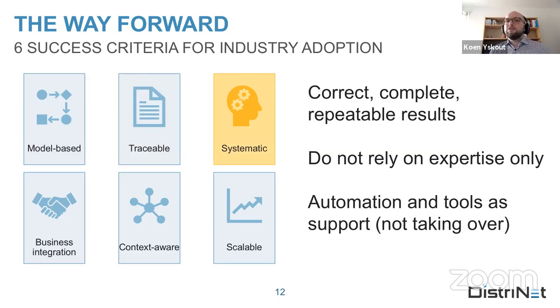Related to that is that the process should be systematic. So you want correct, complete, and repeatable results, which do not just rely on the particular expert that you were able to drag in. If you repeat the exercise, you want some guarantees that you will get at least a similar outcome, maybe not exactly the same, but not far off. And there we think automation and tools should be used as a support. It's probably not possible to have them take over the whole process, but they should give some support at least.